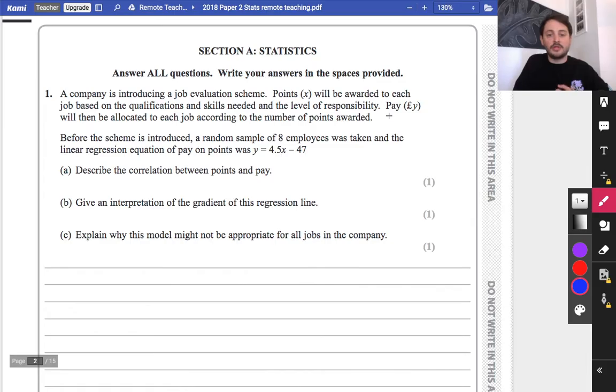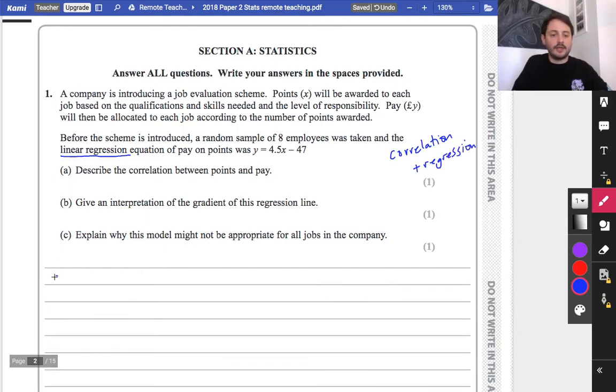Before the scheme is introduced, a random sample of 8 employees was taken, and the linear regression equation of pay on points was y equals 4.5x minus 47. So as soon as you see this phrase, linear regression, what we should probably be thinking is, this is to do with our correlation and regression topic. Just so it's always good to know what kind of chapter we might be working from here.